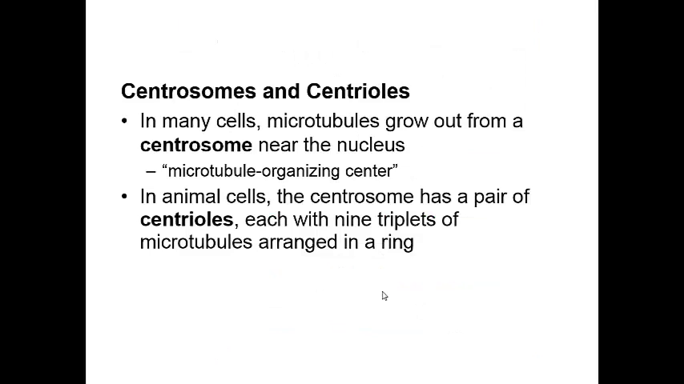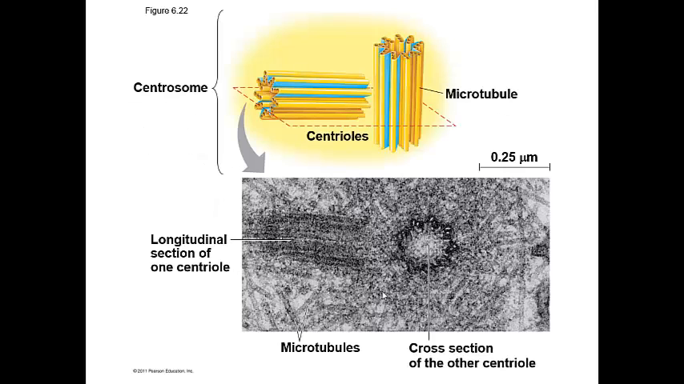The centrosome is considered the microtubule organizing center within the cell. It is the location by which microtubules are going to form. Within the centrosome we see a pair of centrioles, and each centriole contains 9 triplets of microtubules. So here you see the centrosome, which is the microtubule organizing center. Here we see both centrioles, and these centrioles are made up of many microtubules, 9 triplets to be exact.